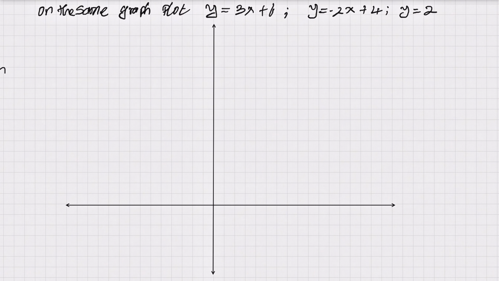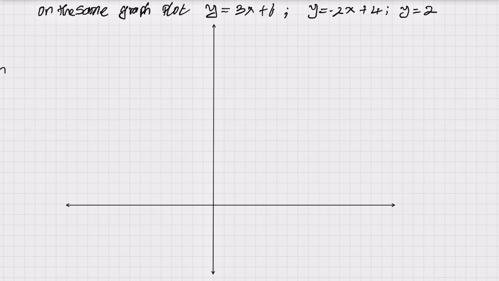In this tutorial, I'm going to be showing you guys how to graph linear equations. So in this question, they said on the same graph, plot y equal to 3x plus 6, y equal to negative 2x plus 4, and y equal to 2.